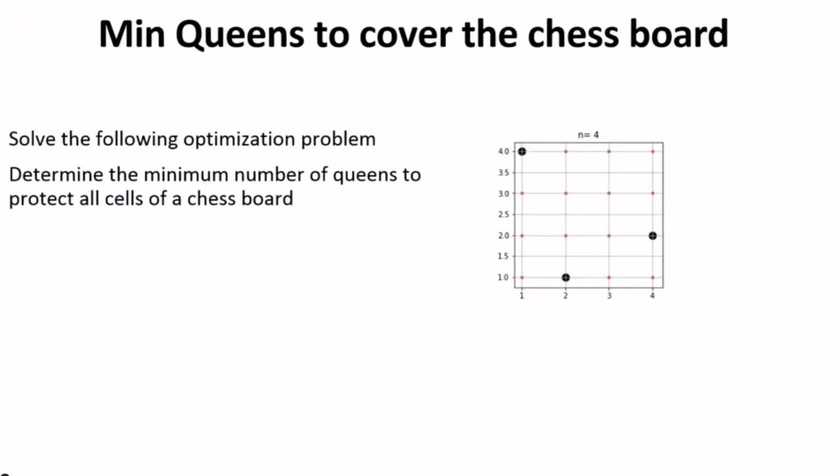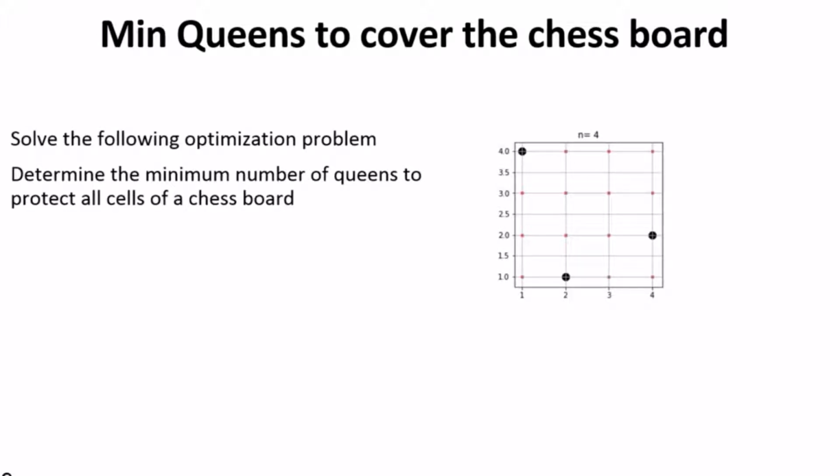Okay, this example is referring to the problem of the minimum number of queens to cover the whole chessboard. Suppose we have a chessboard with a given size. As you know, chessboards are 8 by 8, but suppose a very special case, it is 4 by 4, and we want to know what is the minimum number of queens required to protect all of the cells. Okay, and these queens should not attack each other.